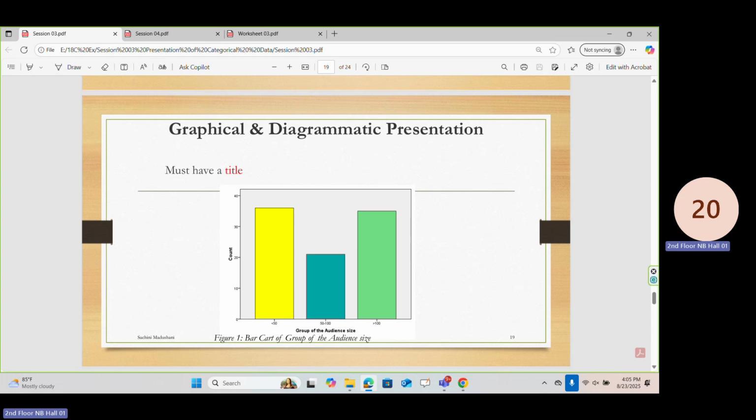Okay. Then first one, when we insert charts, what's the important thing? Title. Must have a title. Okay, when we insert a chart or graph, you should name it, label it. Normally we insert it as a figure. Then you need to mention what it is. Then this one is a bar chart of the audience size group. There is a label. Okay.